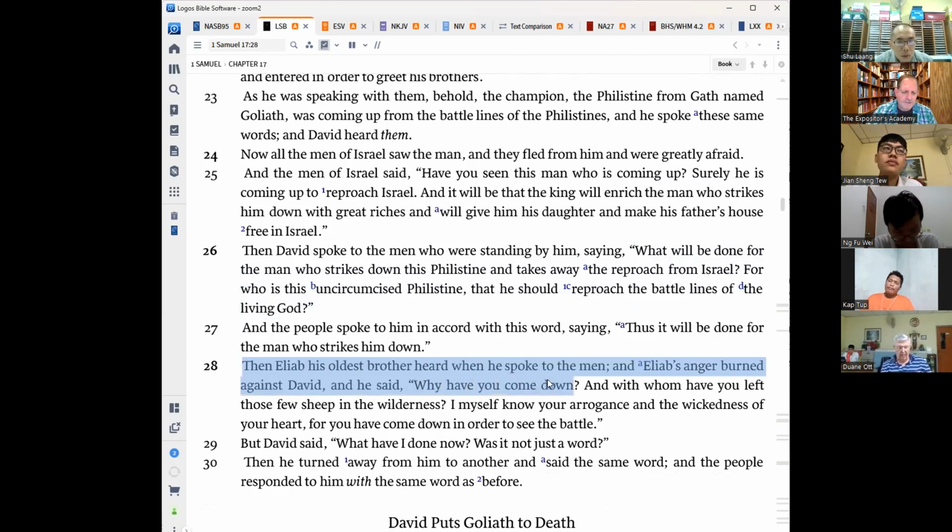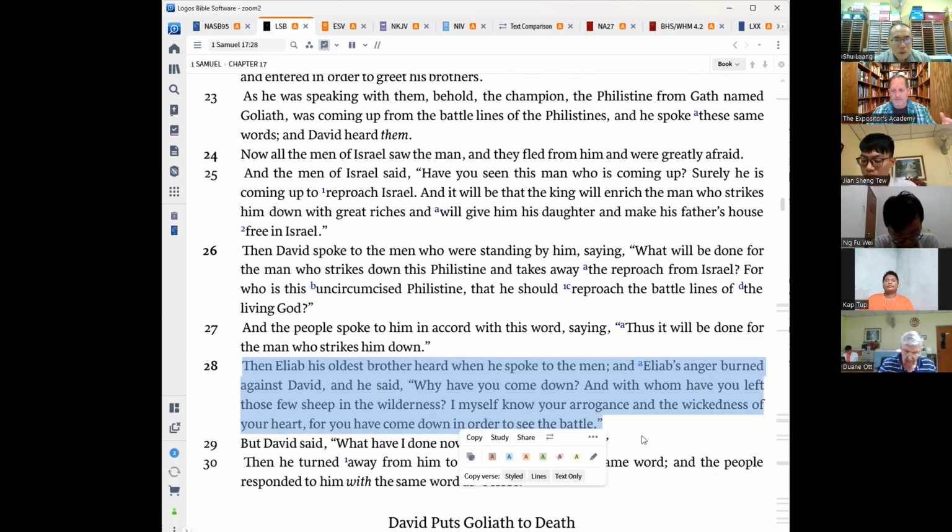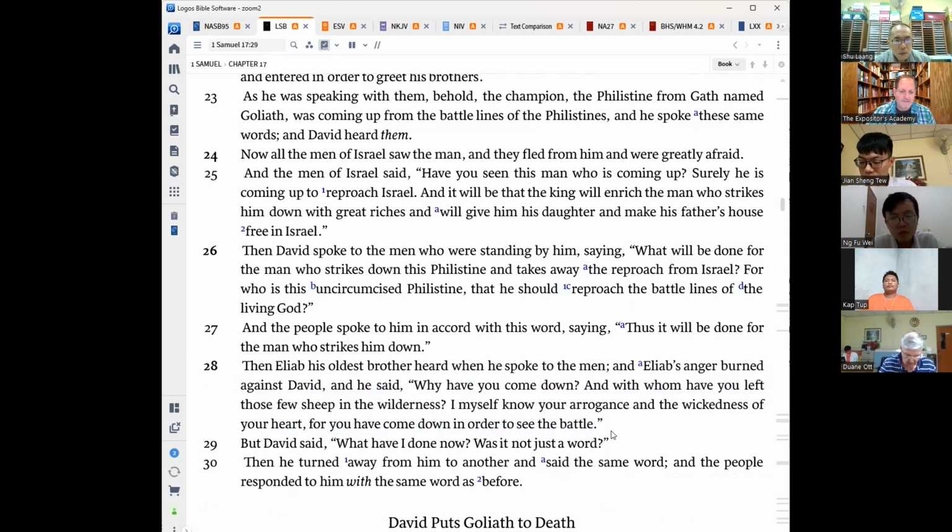And with whom have you left the sheep? I know your arrogance and the wickedness of your heart. You've come down to see the battle. You can see this argument between these brothers. Then David says, what have I done? I was just talking. But you have to ask, why does the author of Samuel include this statement by the brother?